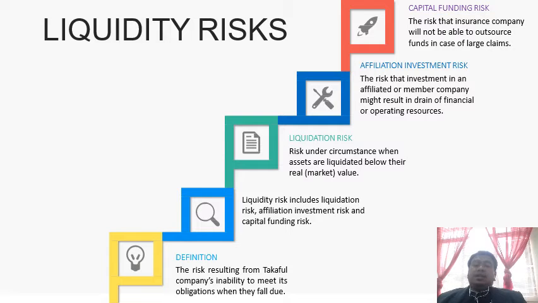Affiliation investment risk is the risk that investment in an affiliated or member company might result in a drain of financial or operating resources, right? So you over invested, or maybe you spend too much time on that particular investment, or you spend too many human resources on that particular investment, right? And then you can also have a capital funding risk. It's the risk that the insurance company will not be able to source funds in case of large claims, right? So this is if large claims occur, a big accident occurs, right?